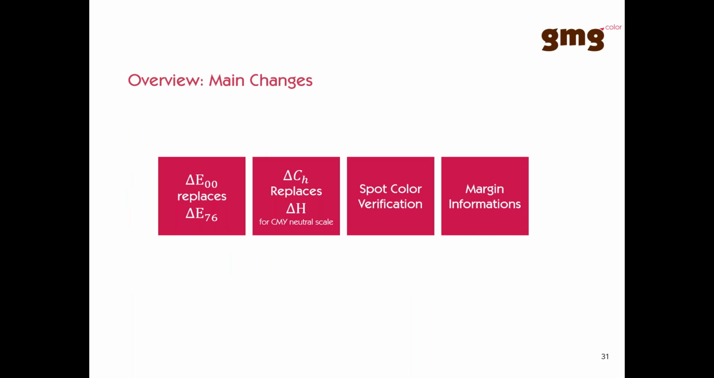So let's have a short overview. Delta E 2000 replaces delta E76. Delta CH replaces delta H for CMY neutral scale patches. We have the spot color verification, and we have the margin information that must be printed below the proof.